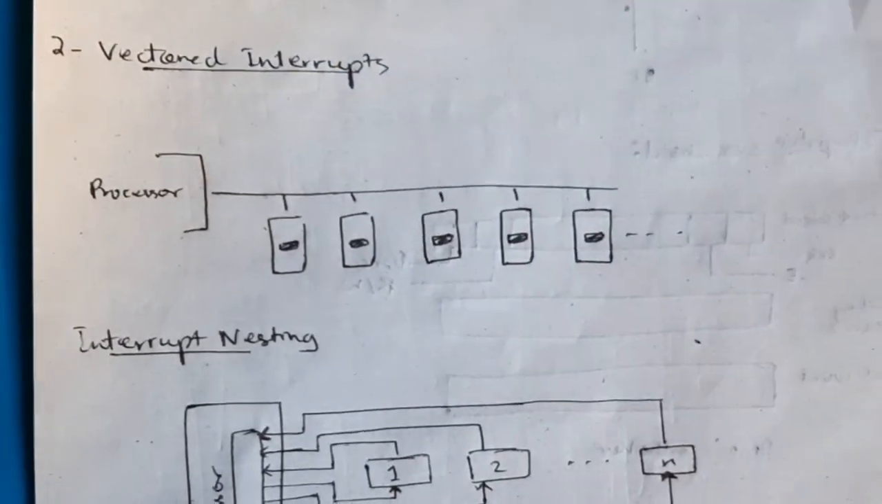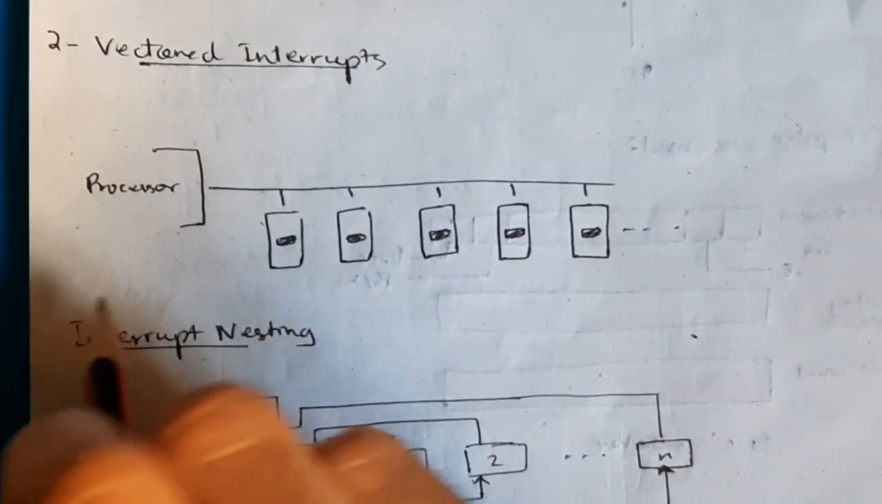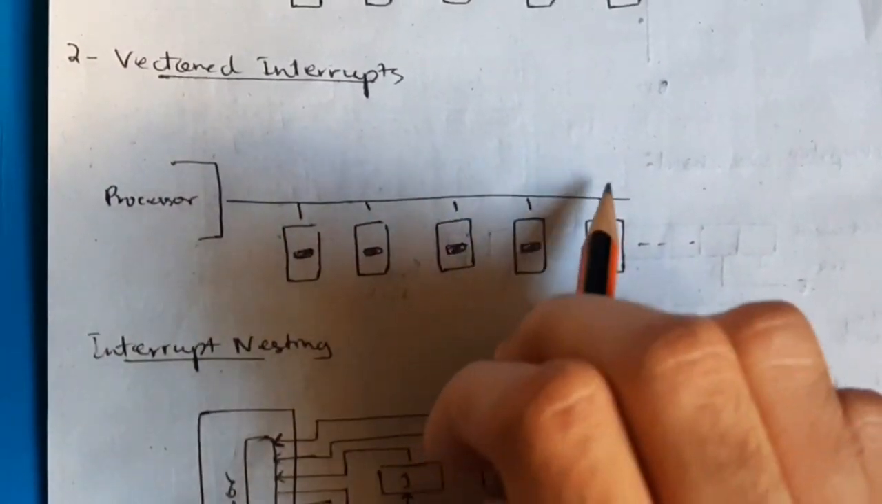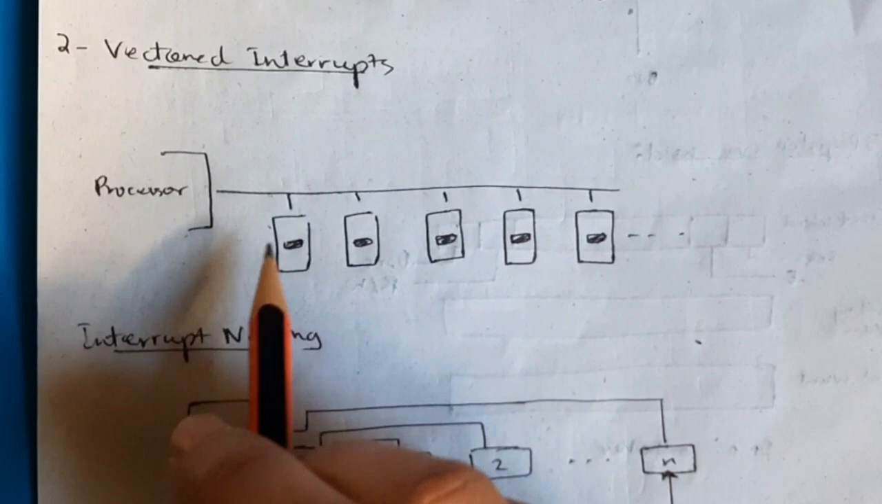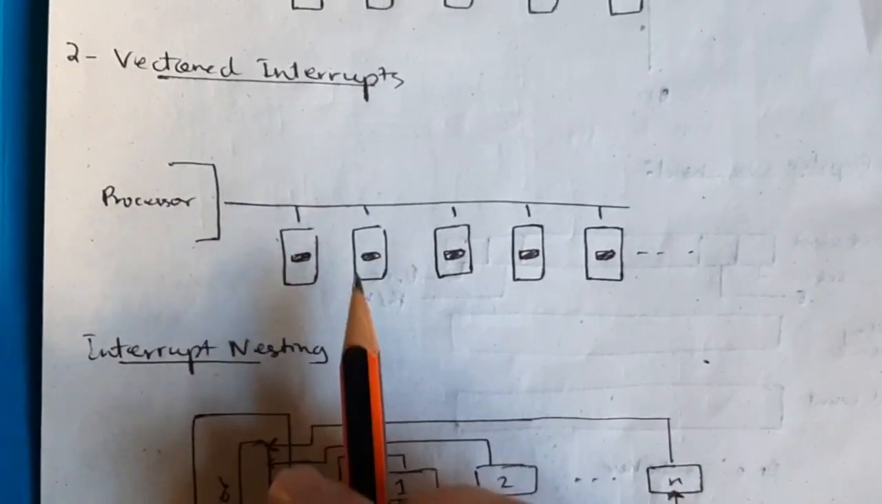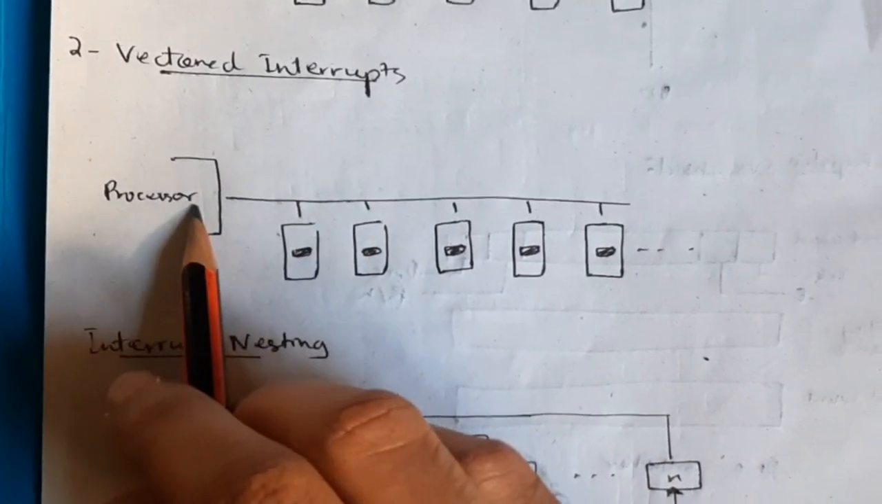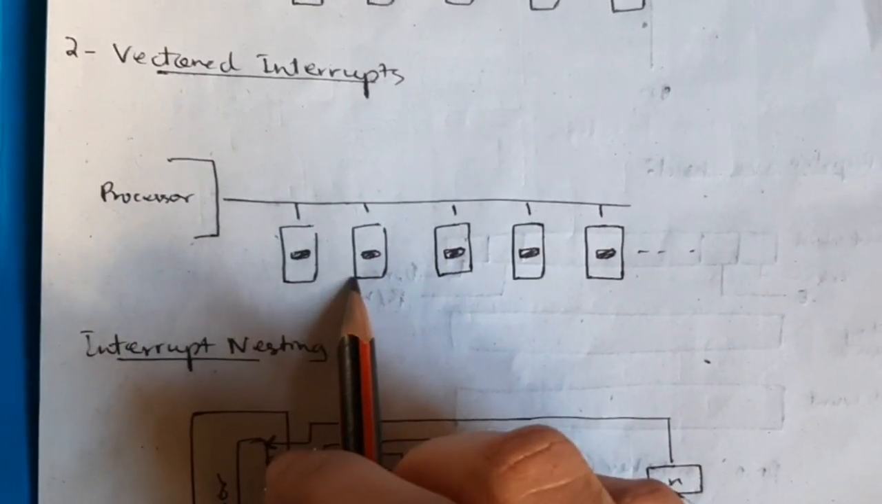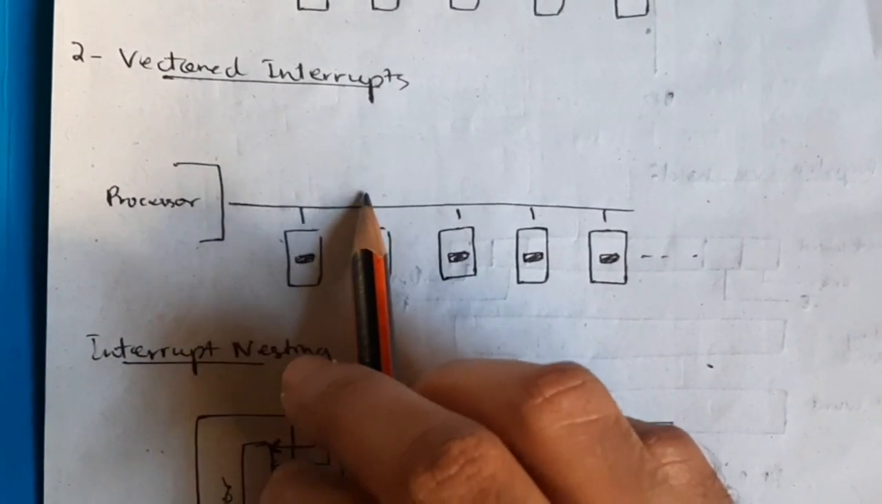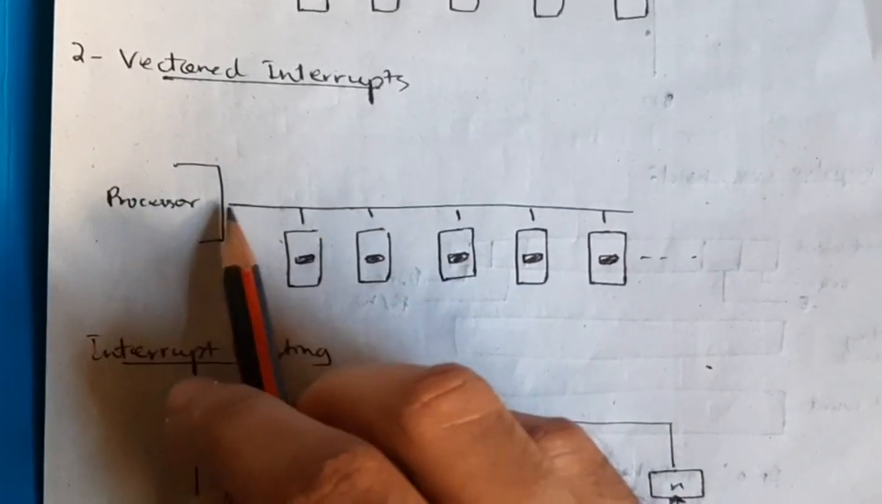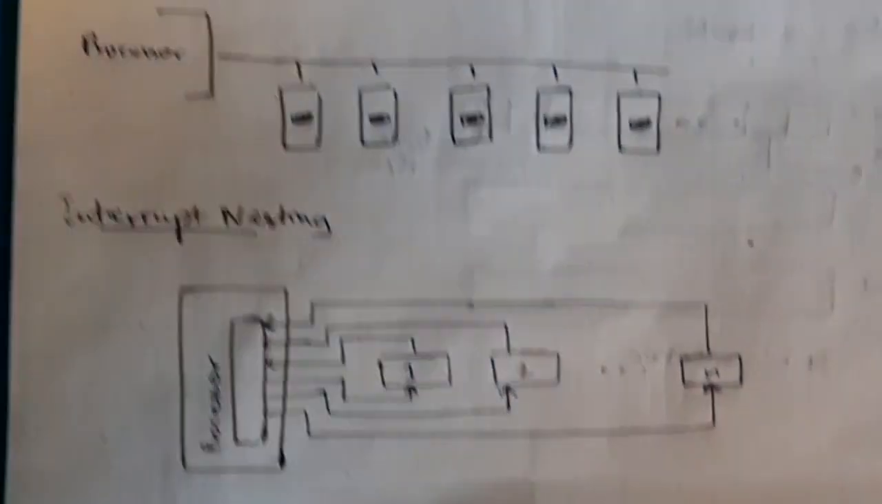Vector interrupts is another way of handling these multiple devices. In this, the processor will be connected to many devices through a line, which is the bus, and each device will have an ID with it. Whenever any device makes an interrupt request, that ID will be sent to the processor, and the processor will identify which device has sent it. That device will be given the permission to transfer the data on the bus line.